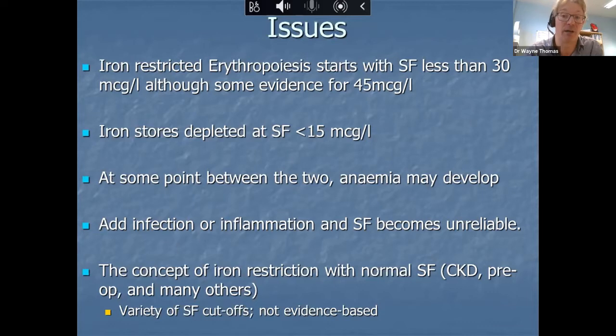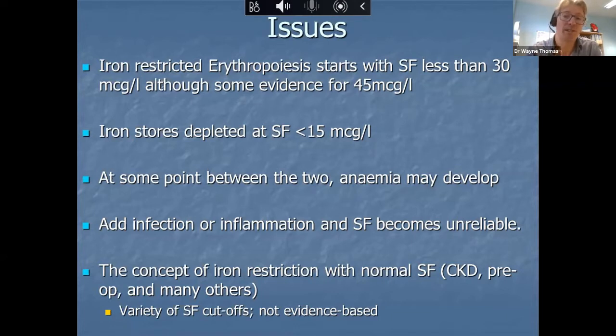You are into the realms of depleted iron stores. And some phase above that, you're beginning to deplete your stores, and maybe anemia has not quite developed yet. And anemia is more likely to develop in that setting of depleted iron stores. You add infection, you add inflammation, and of course, that serum ferritin no longer becomes reliable.